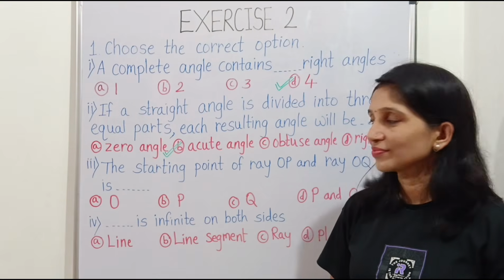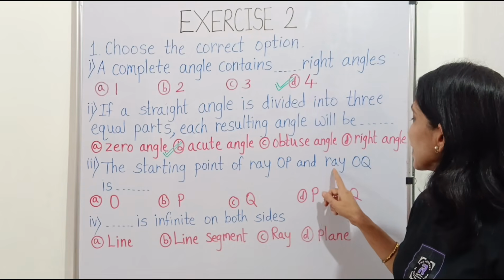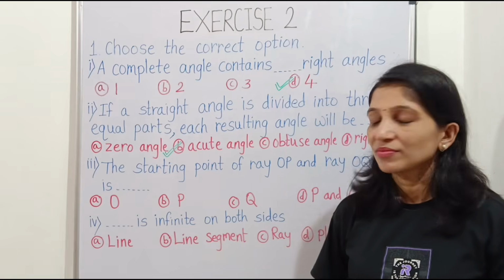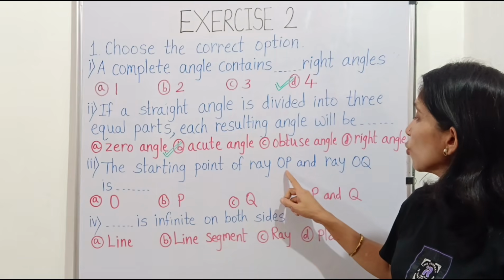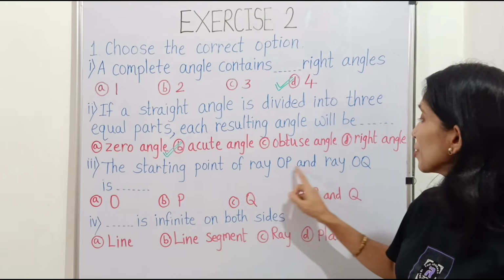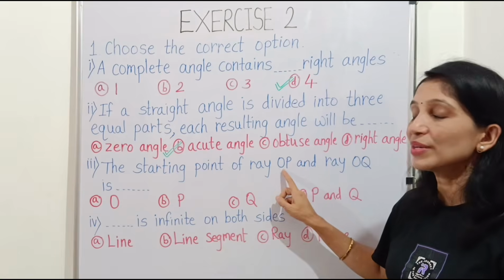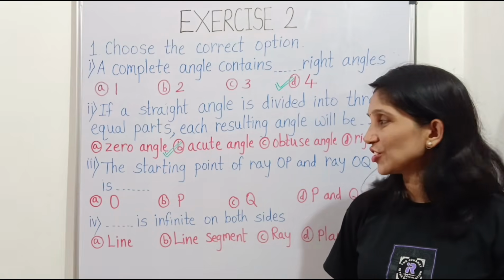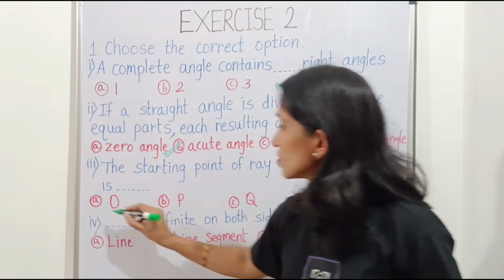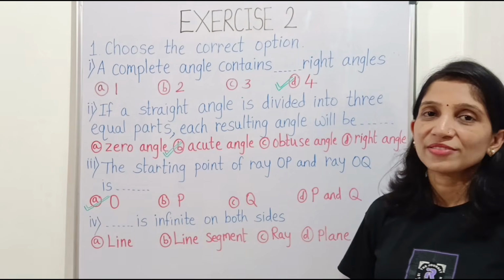Third one, the starting point of ray OP and ray OQ is dash. Starting point of ray OP and ray OQ. You can see O is the common point and O is given first here. That means O is the origin. So starting point means origin. So option A is the correct answer.